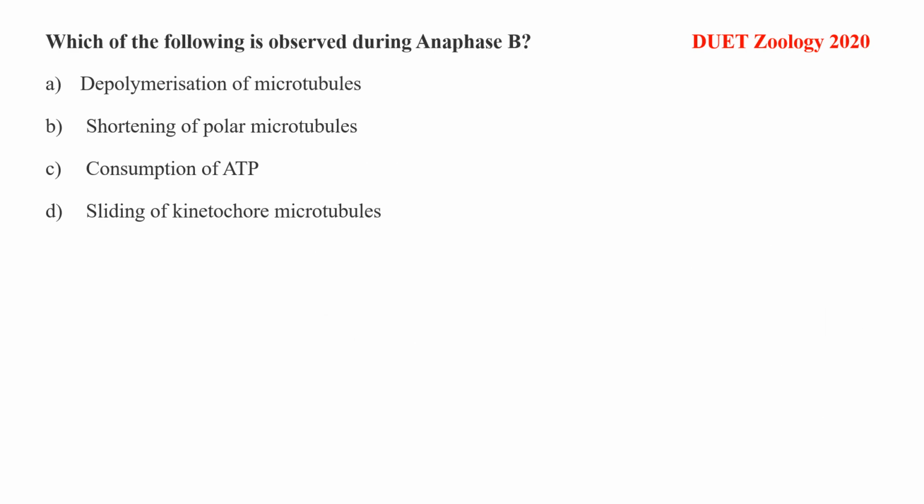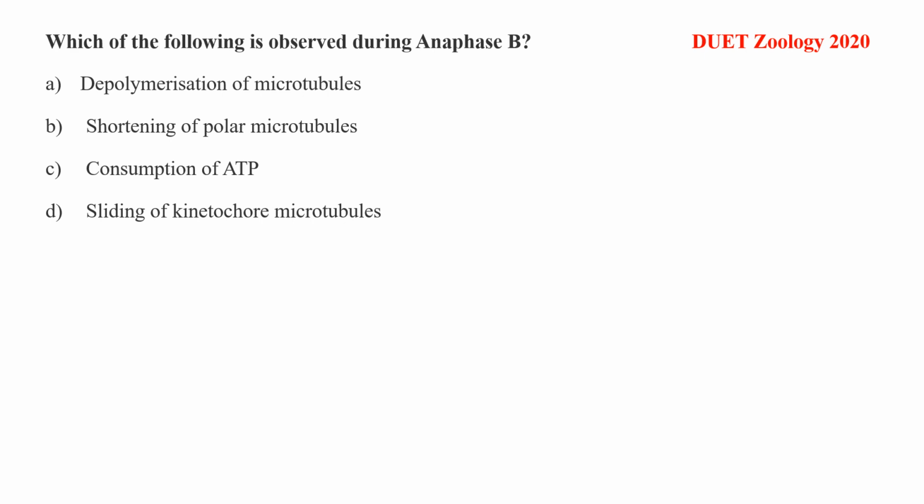Which of the following is observed during anaphase B? Depolymerization of microtubules, shortening of polar microtubules, consumption of ATP, or sliding of kinetochore microtubules. As we have just discussed in the previous slide, during anaphase A, kinetochore microtubule depolymerizes and gets shortened, which ultimately generates the sister chromatid separation. During anaphase B, polar microtubules grow, not shorten, and slide past each other, which actually causes the chromosomal segregation.